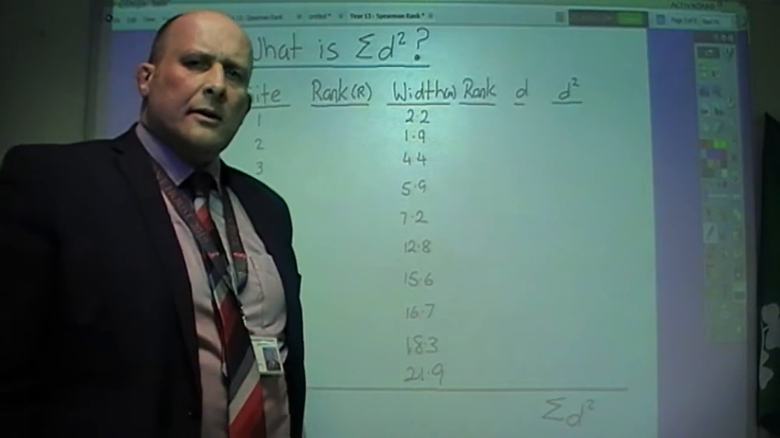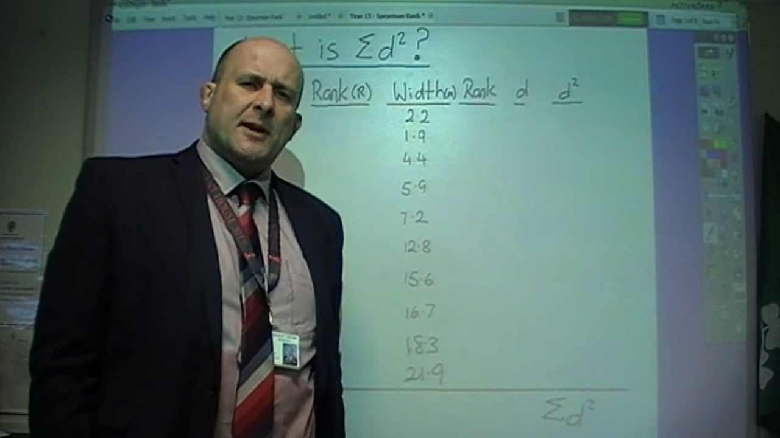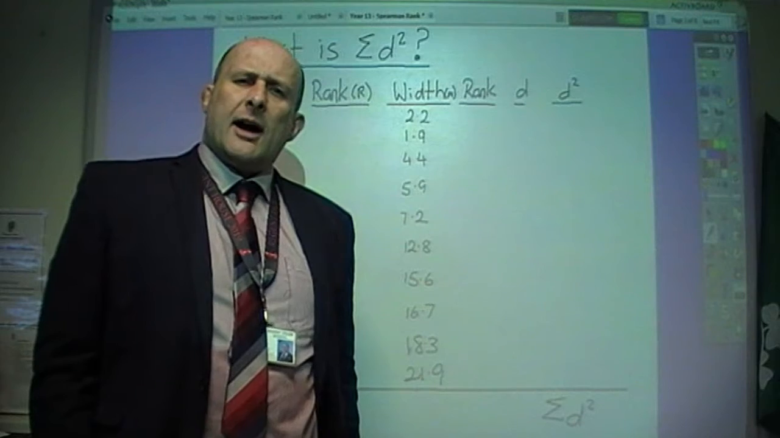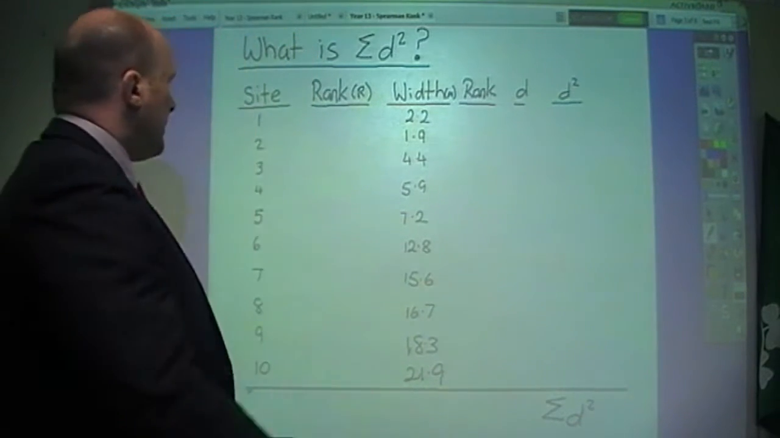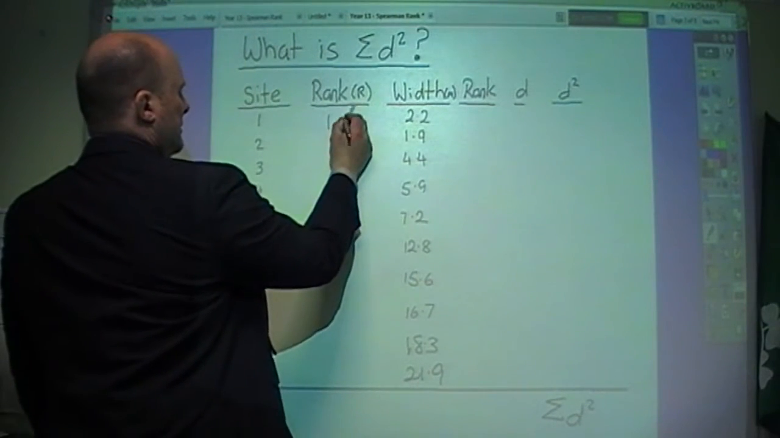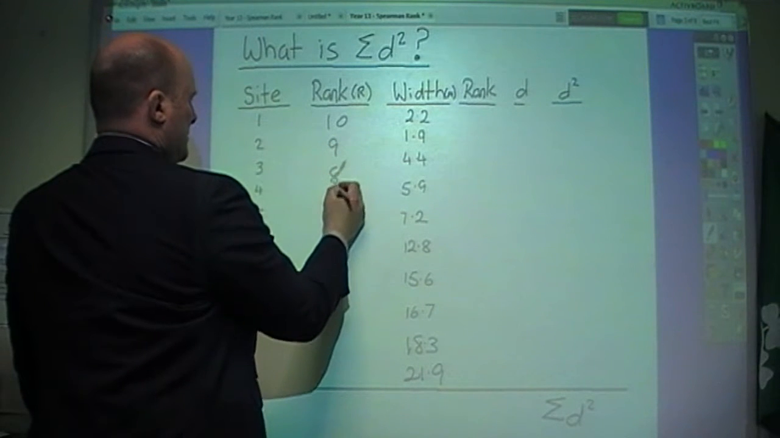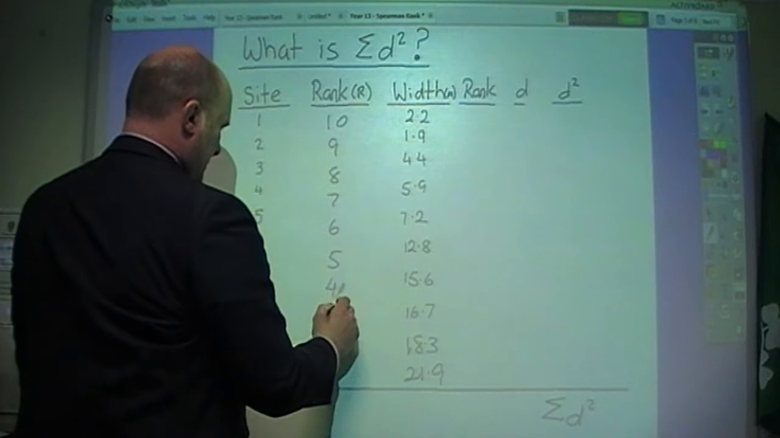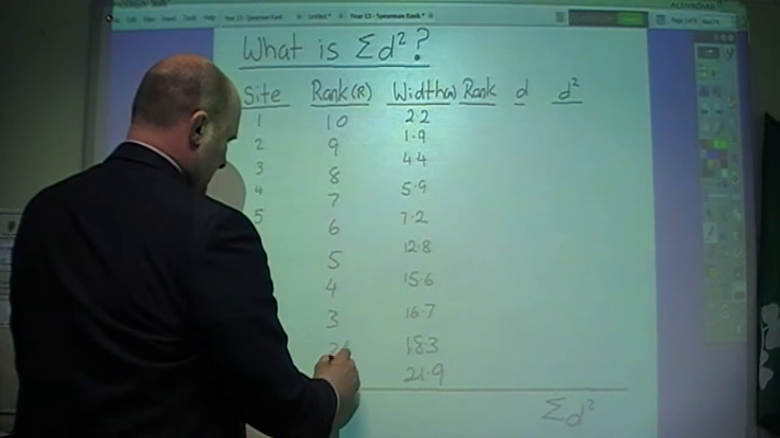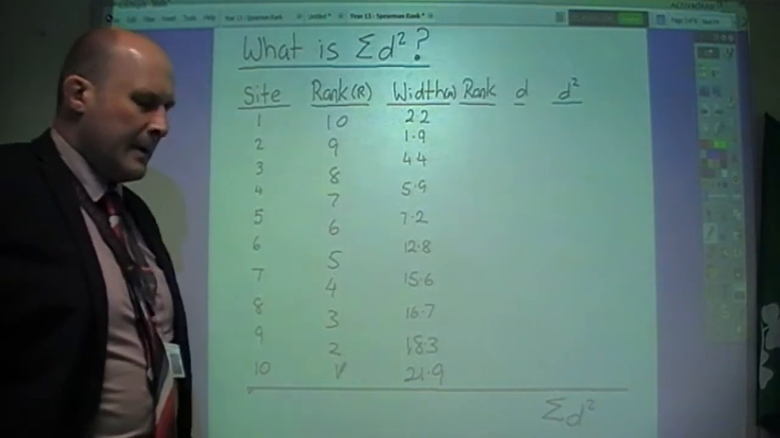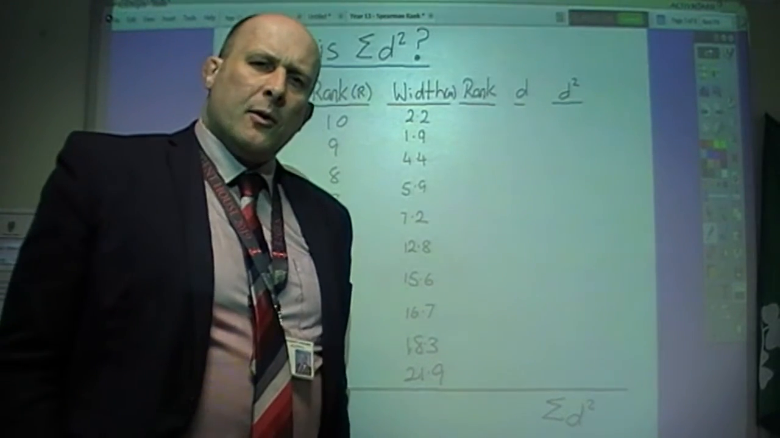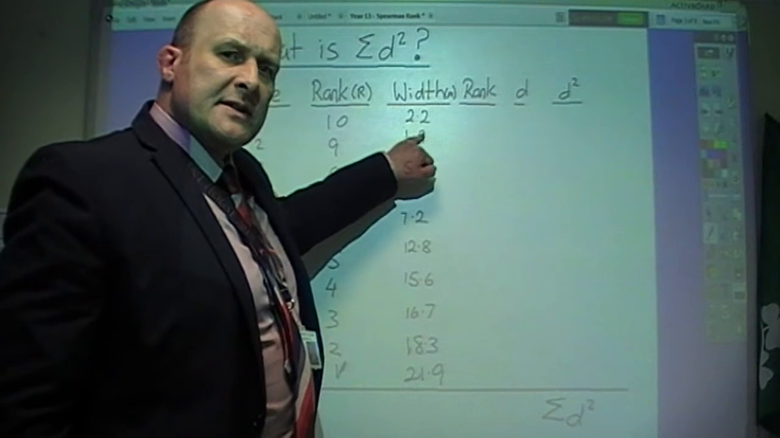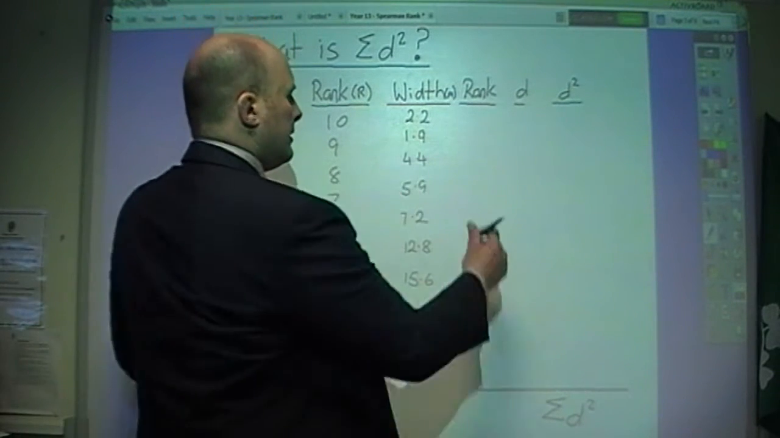When we rank our variables, we have to do it in the same way. There are two different ways of doing this. The way I do it is giving the highest rank to the smallest figure. And we do the same with the width. We can see here that the smallest value is actually at site number 2.